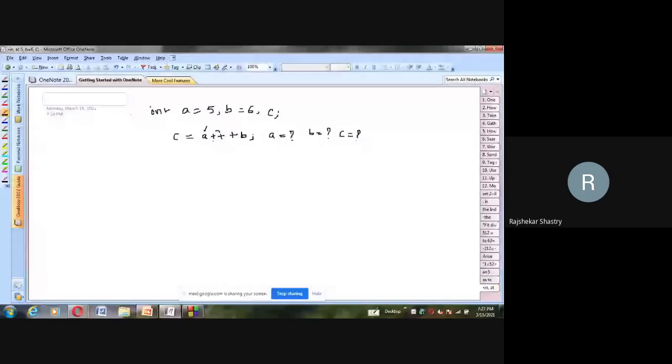Here plus plus is used in the postfix form. In postfix form, first the old value of A is used in the expression. What is the old value of A? 5. So in this expression, C is equal to 5 plus B. What is B now? B is 6 already. So what is 5 plus 6? 11. Therefore, C is equal to 11.